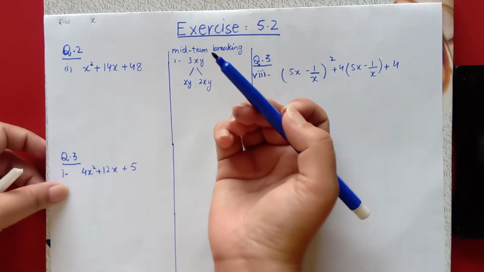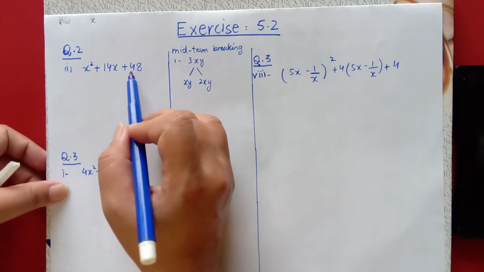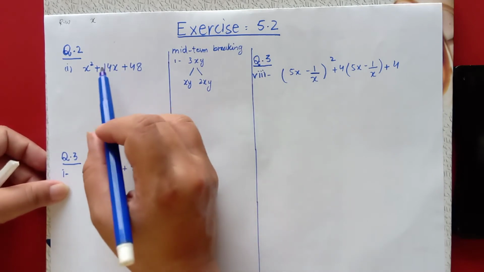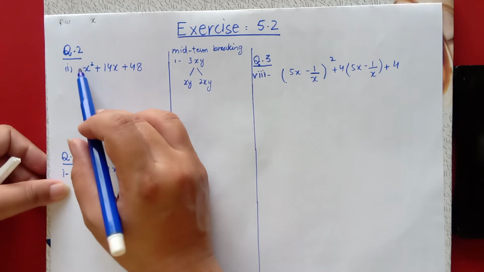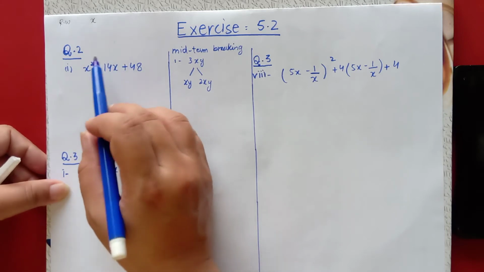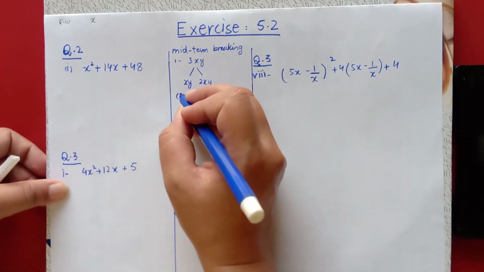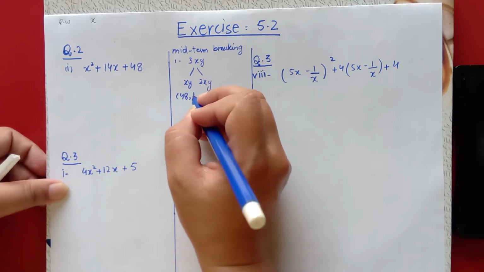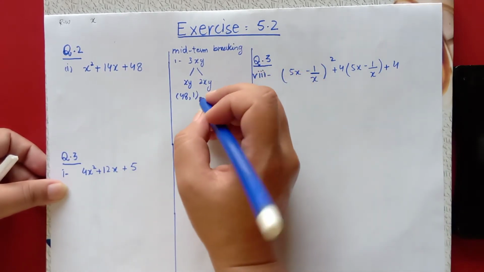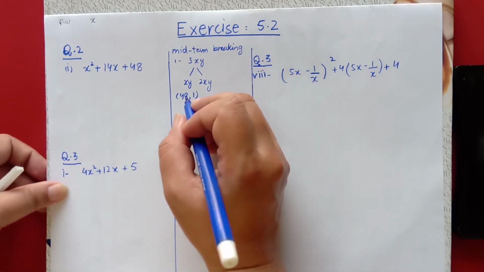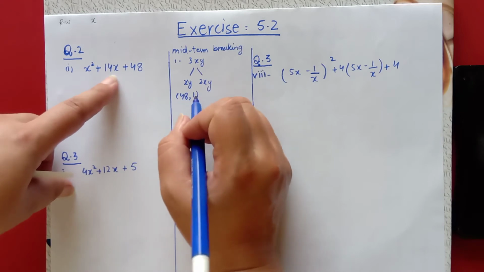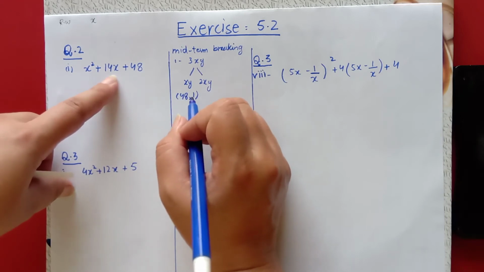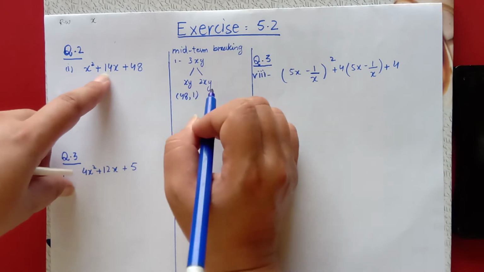All you have to do is take the last term, the constant number, and multiply it with the number of the first term. In this case it's x square, so the number here is just 1. We're going to multiply this 1 and 48. So we get 48. I will write 1 here. Then we will check whether we get this middle term by adding or subtracting these 2 numbers. So clearly we don't get 14 by adding or subtracting these 2.